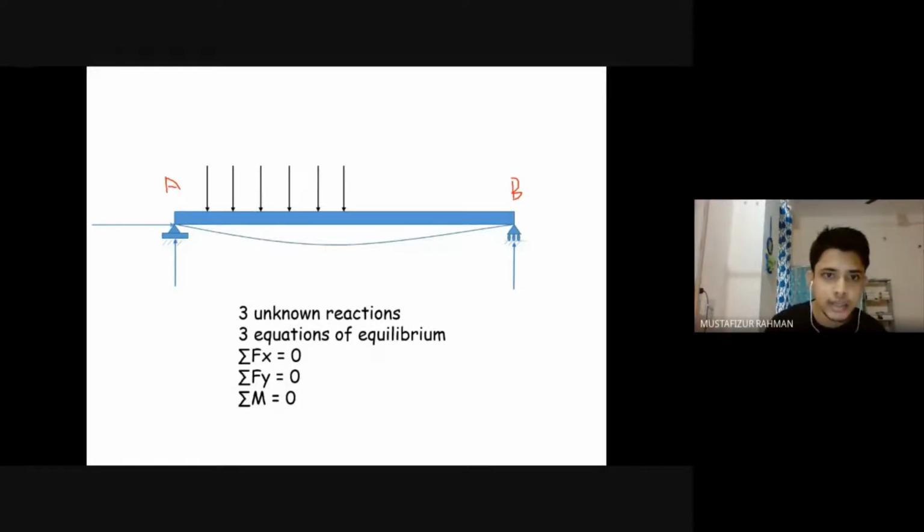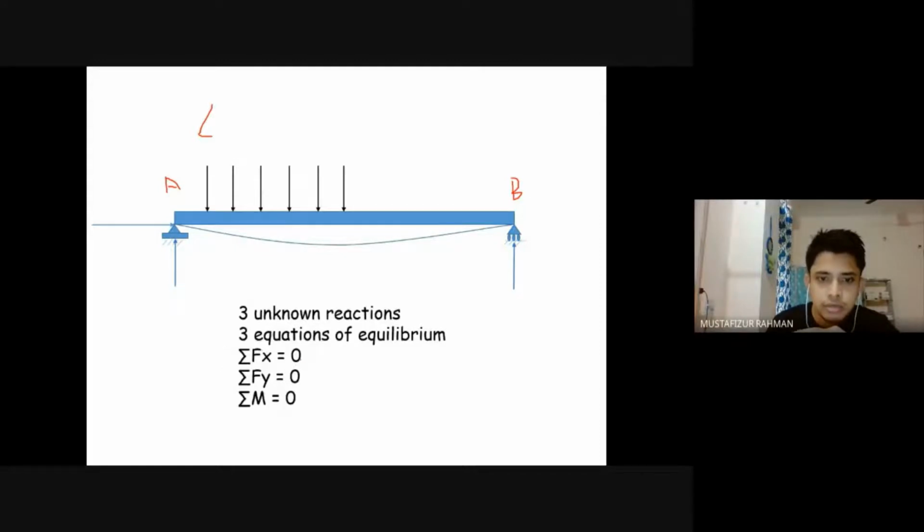Okay, so we cannot write summation of moments about A equal to 0 and also summation of moments about B equal to 0 and expect that these are going to give us different solutions. Okay, they won't. We'll see in calculation later. They are ultimately one single equation.